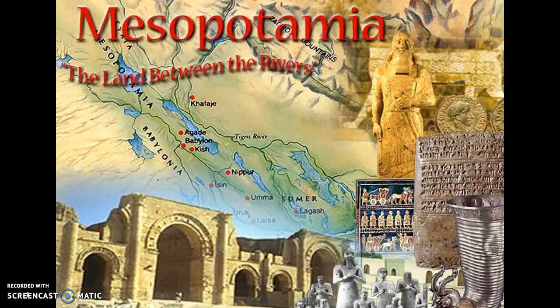This unit covers Mesopotamia. We're looking at this map here, or this graphic, with the Tigris on top and the Euphrates River on the bottom. This is the area that we're going to be talking about for the next week and a half or so. So let's jump right into it.